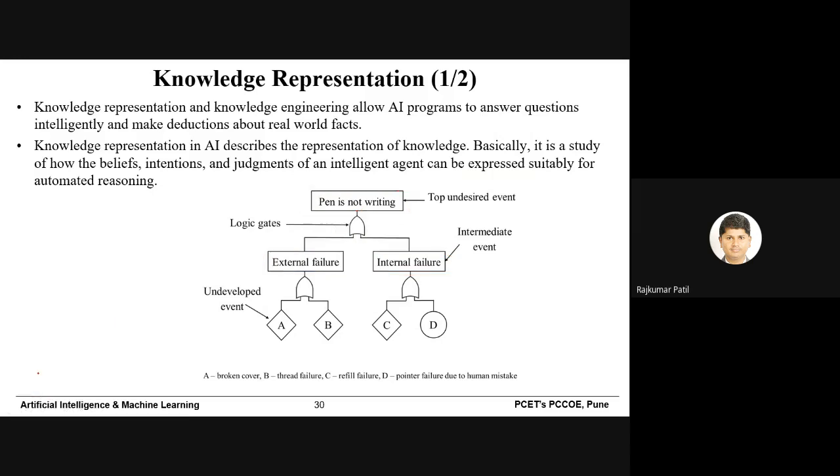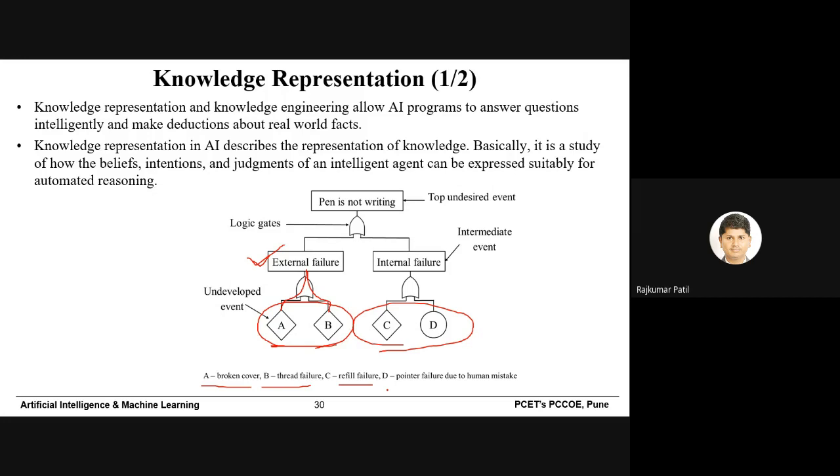Then again, in external reason, there could be many reasons. So I have considered only two reasons, A and B. So due to some external force, the cover of the pen is broken down, or you tighten the threads or applied unnecessary force on the thread so that it has failed. So because of reason A or B, the external failure, the pen will fail. So occurrence of A or B will lead to the occurrence of the event, that is pen is not writing.